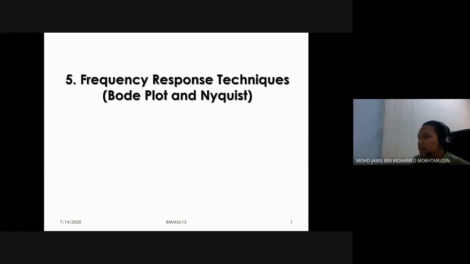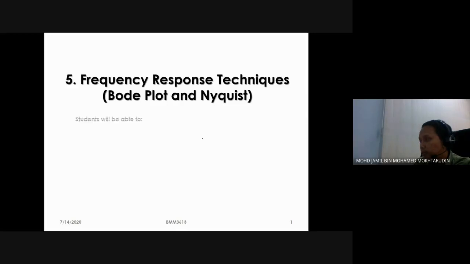Okay, so for today we will start on a new chapter. In the last chapter we learned about one plot of the system transfer function using root locus. In chapter 5 we will go into two more types of plots, which we call frequency response techniques. The two plots are the Bode plot and the Nyquist plot. For today we will go into the Bode plot, and tomorrow maybe we will go through Nyquist.